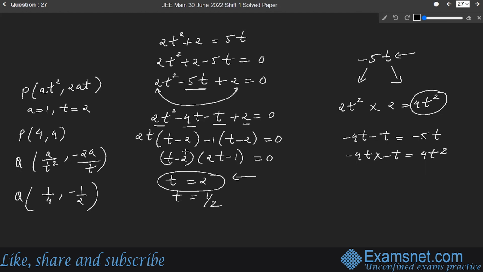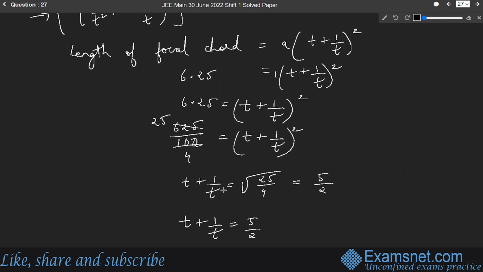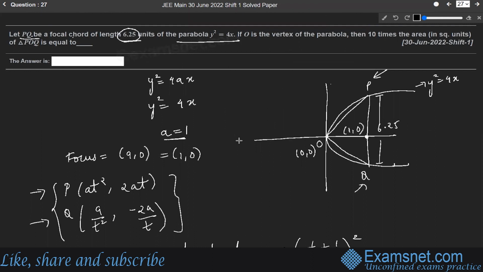Now what we have to do is just focus on this diagram. You can see that this triangle is triangle POQ, and we have to find the area of this triangle, right? So how can we find the area of this triangle? It is very, very simple, right?